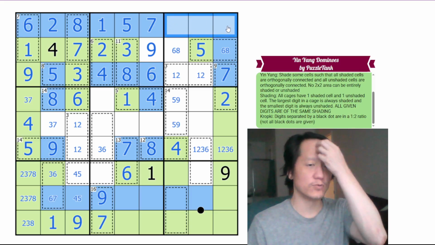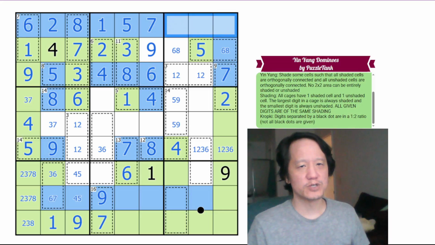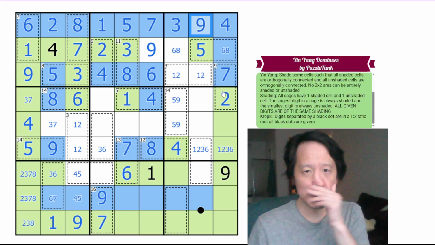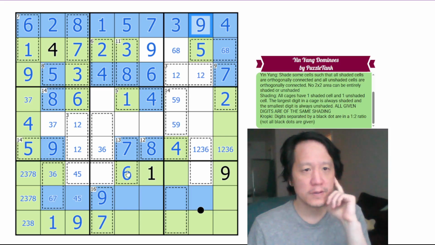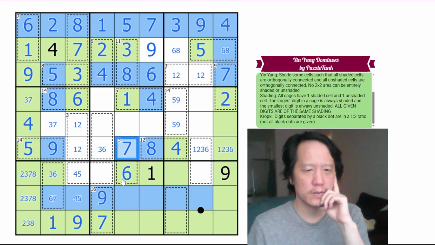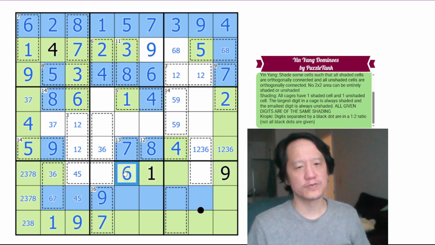The rest of row 1 now is here. So this must be 3, 4, 9. And 4, 9 cannot be here because of the 5, 9 pair and the 4 in the column, so this is 3. This can't be 3 or 9, so this is 4, which makes that 9. Six cannot be here because of the 6 in the row. So this is 3, which makes this 7.